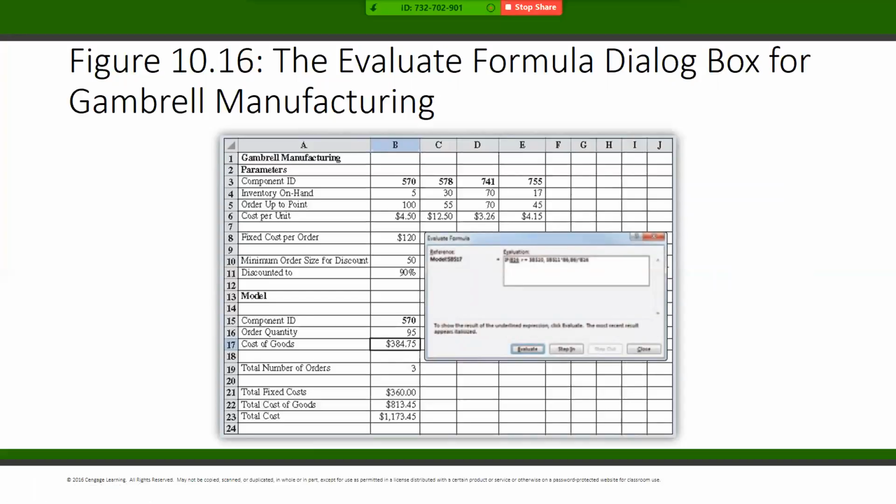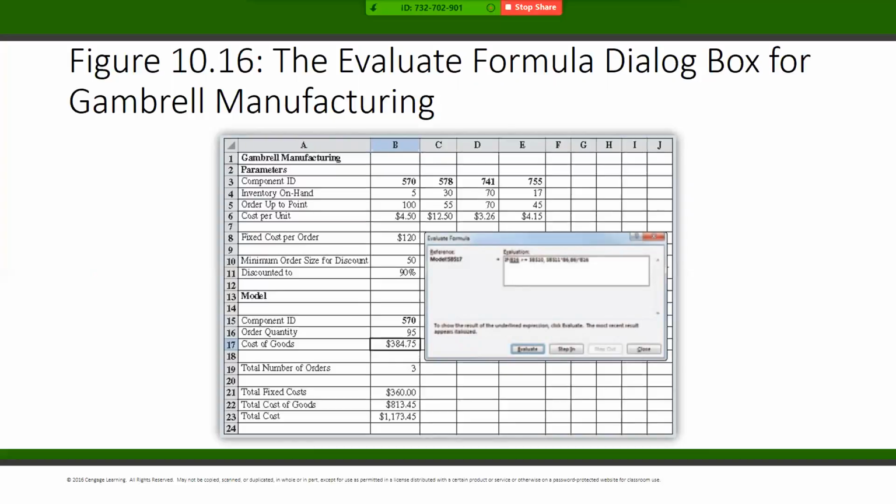Now remember, what we're doing is calculating the cost of goods based on whether there is a quantity discount. So we're going to select that B17, and then click the formulas tab in the ribbon, and click the evaluate formula button in the formula auditing group. When the evaluate formula dialog box appears, which is this box here, click the evaluate button. That's just this button right here. We're going to click that, and then repeat that until the formula has been completely evaluated. And then we're going to click close.